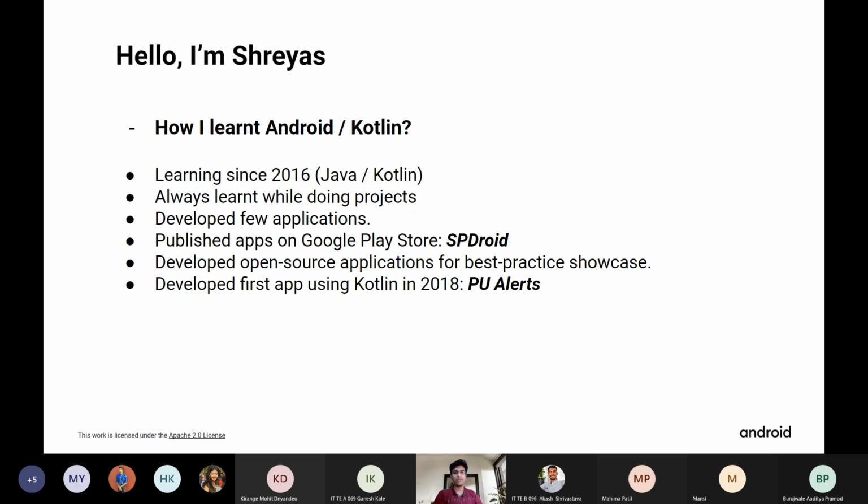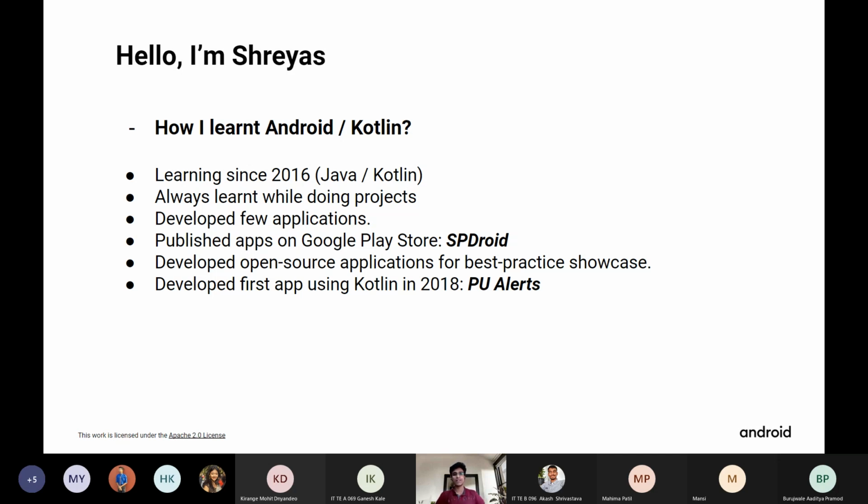I have also developed a few applications, and some of them are published on Google Play Store under my name, SP Droid, which has around 5 lakh installations. I also developed some open source applications for best practice showcase. You can always find those projects at my GitHub handle, Patil Shreyas. If you are a beginner or intermediate and want to see conceptual use of Kotlin and Android, you can find some repositories there.